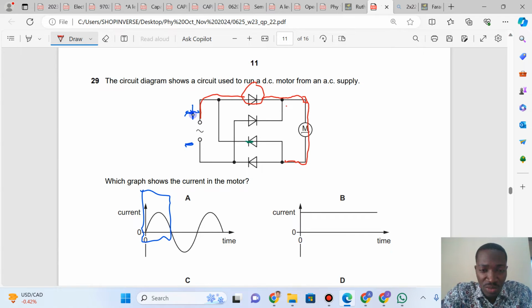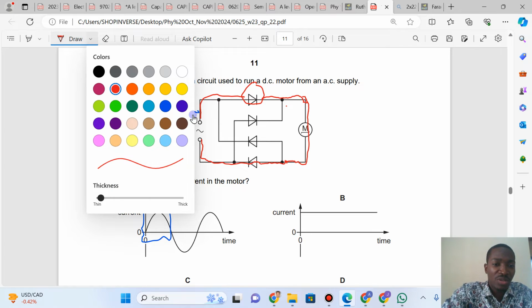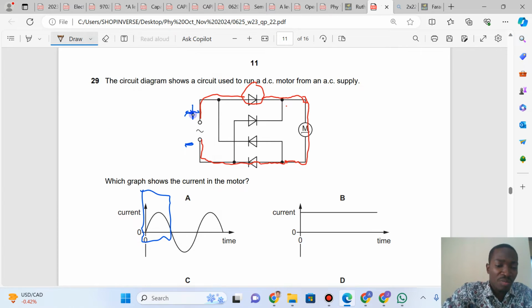So what part does the current then follow? Does it follow this part and return to where it's coming from? Of course not, because it came from the positive terminal. So the current will just follow this straight path and return through this other terminal, which is negative. That's what happens during the positive half cycle. So the positive half cycle is marked correct. Okay, so current will pass through the motor.